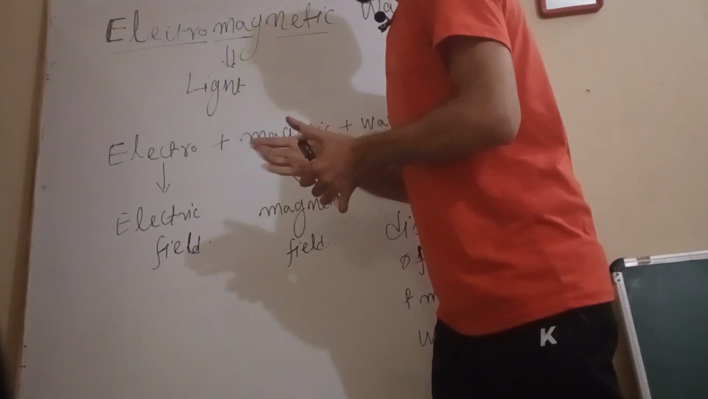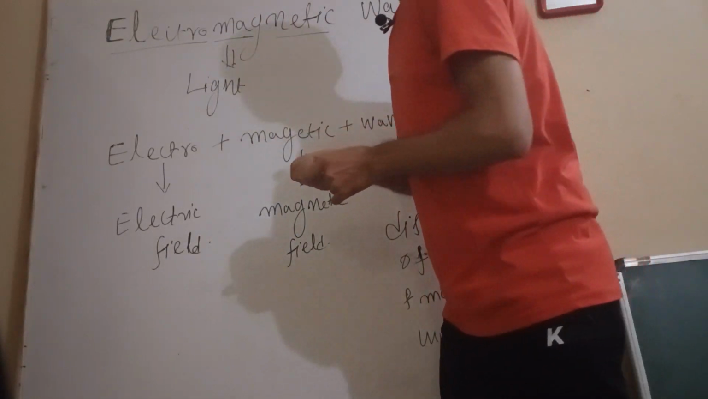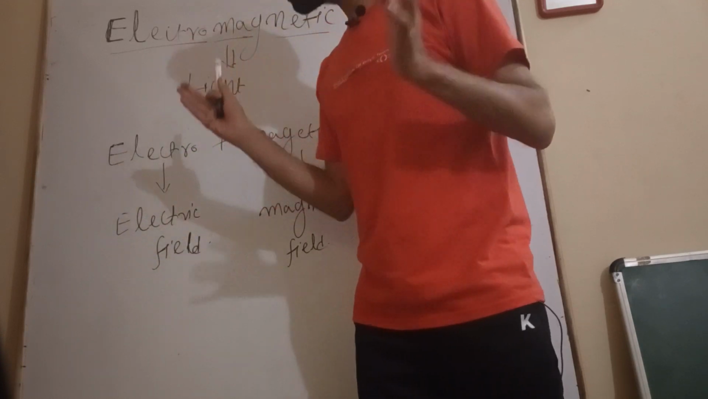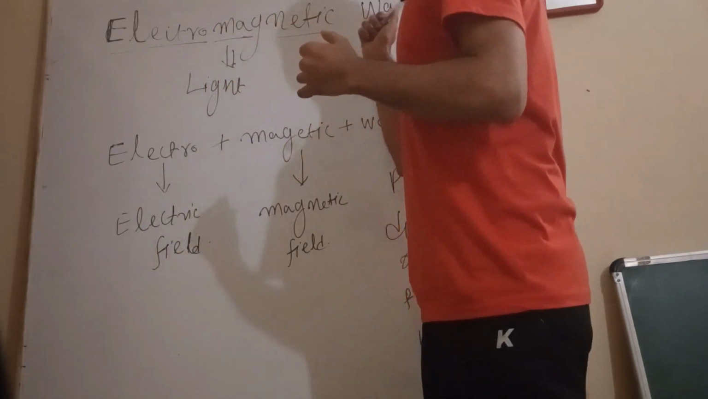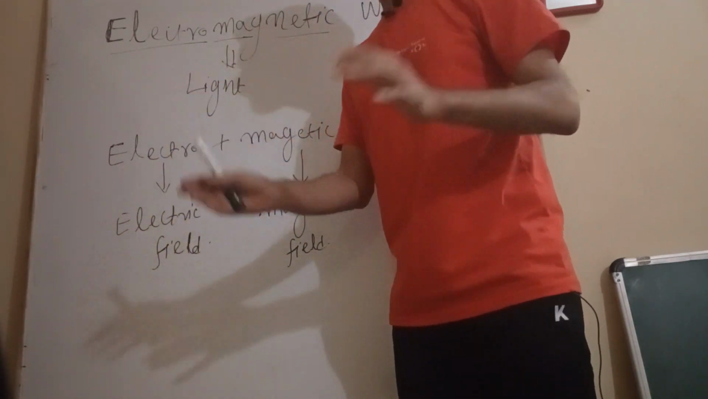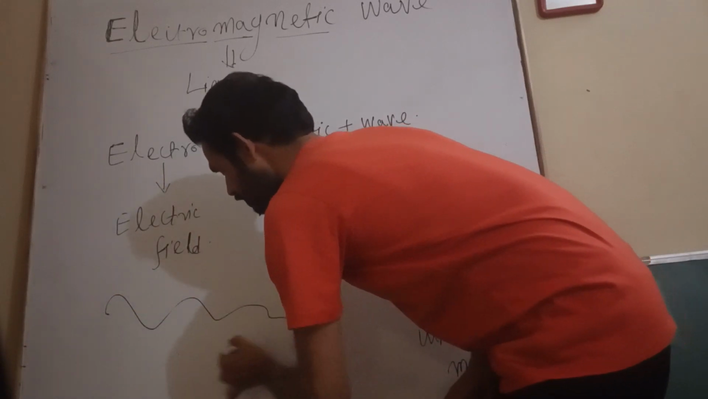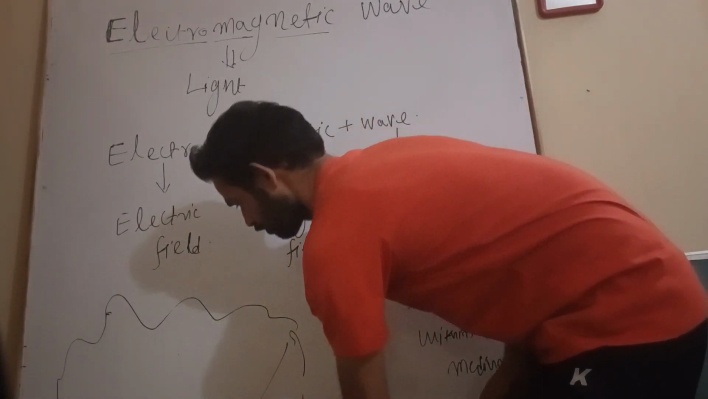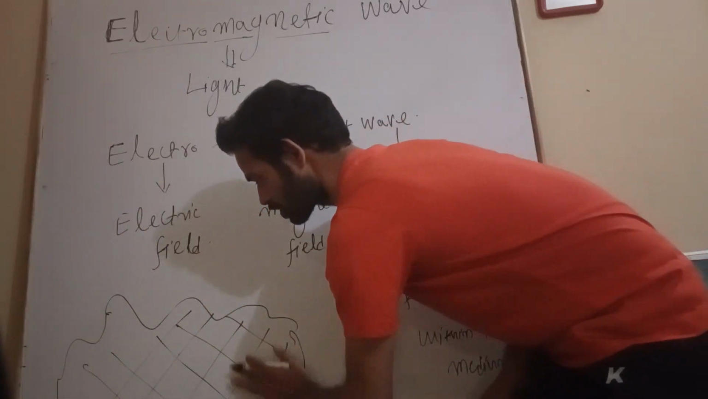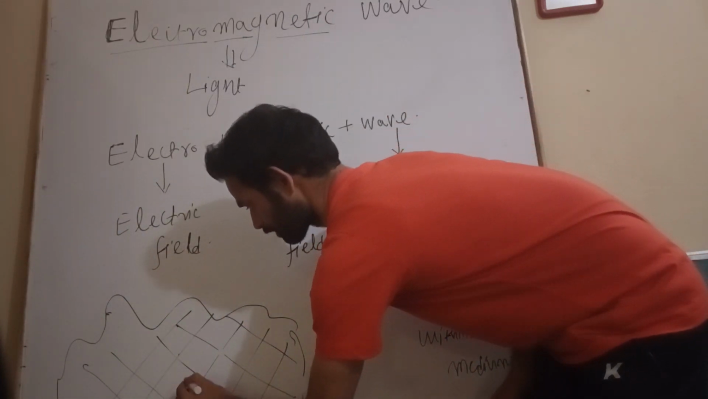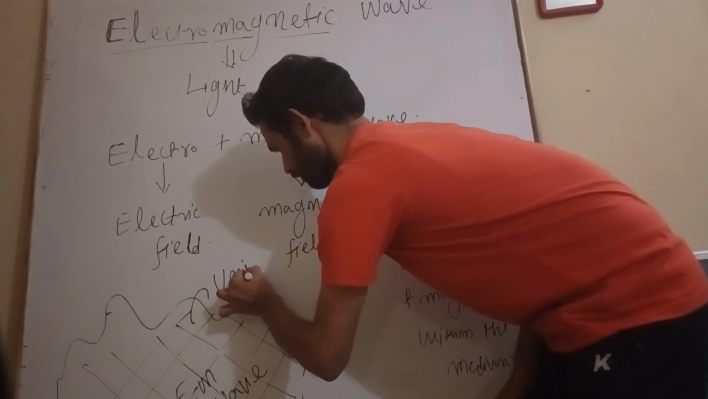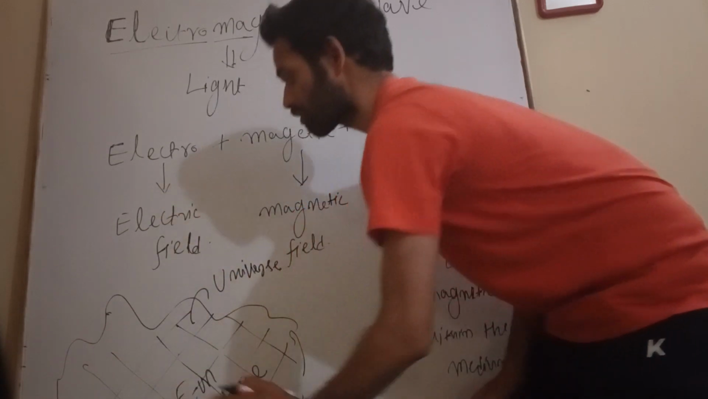As we see, light is also an electromagnetic wave. This whole universe is surrounded by electromagnetic wave. It's like a fabric, like a sheet, spread throughout the whole universe. Electromagnetic wave is like a fabric in the whole universe.